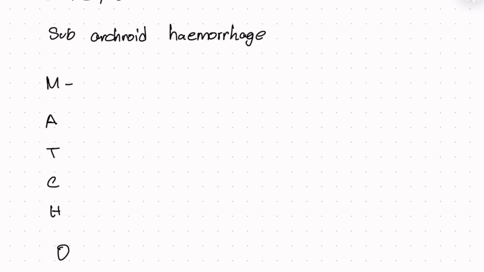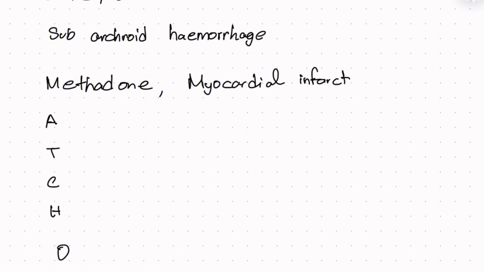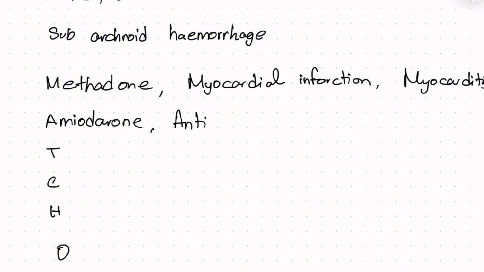With M, we have methadone and myocardial infarction. With another M, we have myocarditis. With A, we have amiodarone and antiarrhythmic drugs. These are generally class 1A antiarrhythmic drugs. With T, we have tricyclic antidepressants.